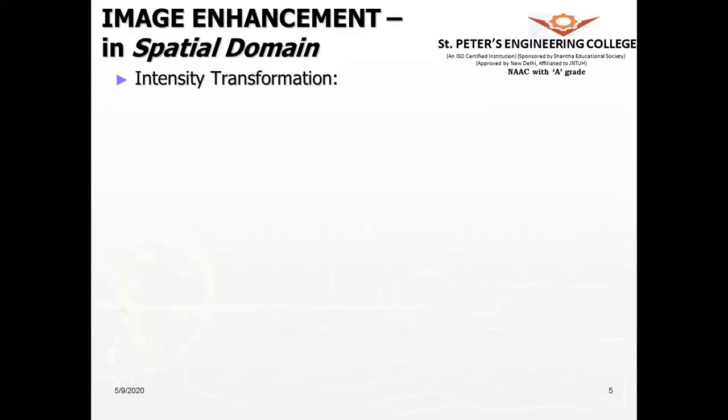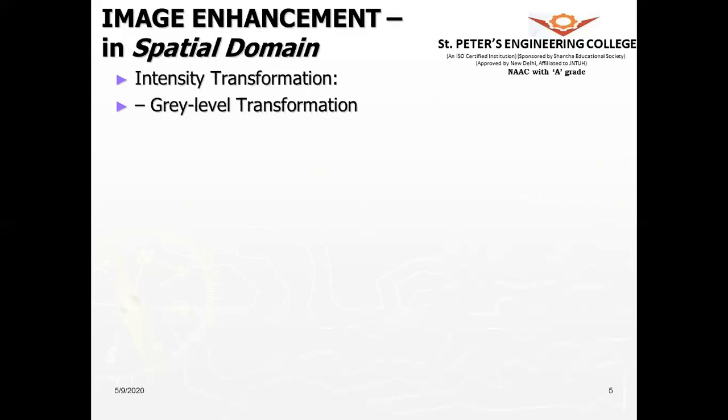Now, point operations can also be done, as I said. So we will be looking into that. That is called intensity transformation. At any point, the pixel value represents the intensity. Therefore, we call that intensity transformation. When we operate on the pixel value, we operate on its intensity. So therefore, this is also called intensity transformation.